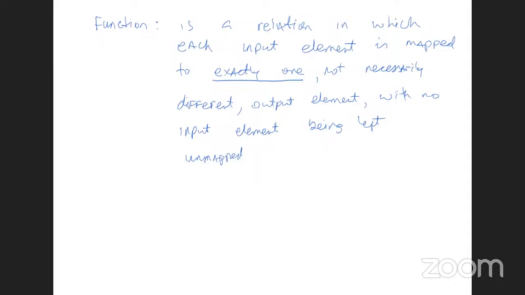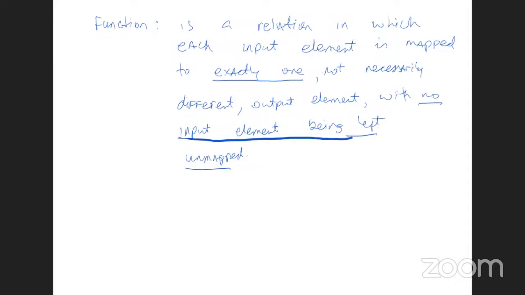Sorry, it's a little long, but I wanted to point out this last part because there's a multiple choice where you have to know this little piece here. So a function is a relation in which each element is mapped to exactly one output element, not necessarily different, but it can only be mapped to one, with no input element being left out.